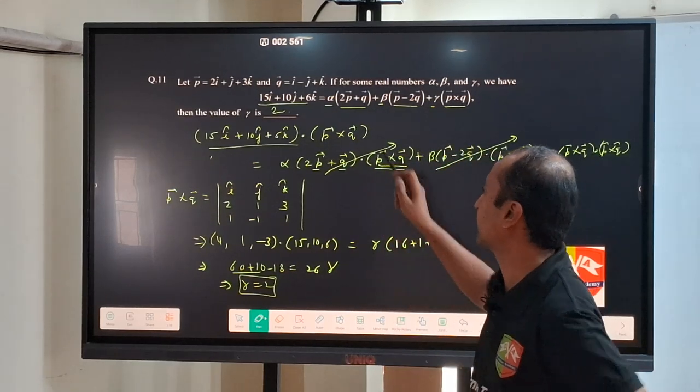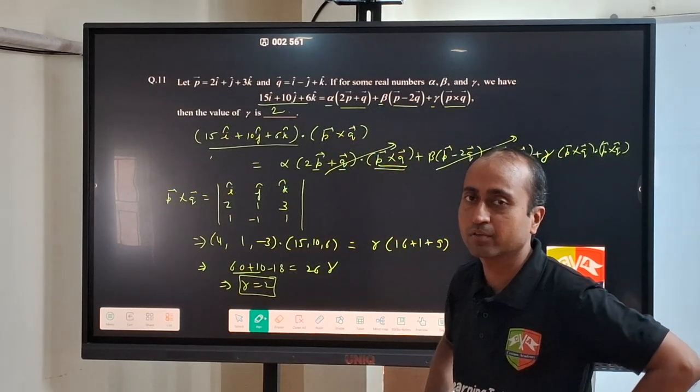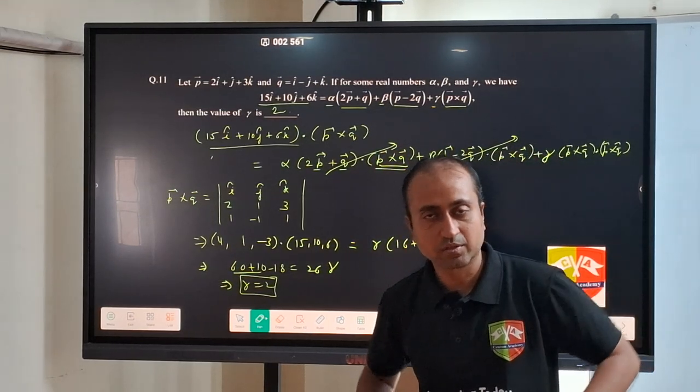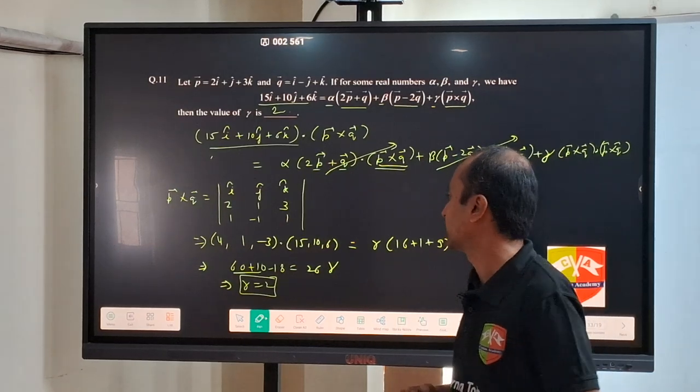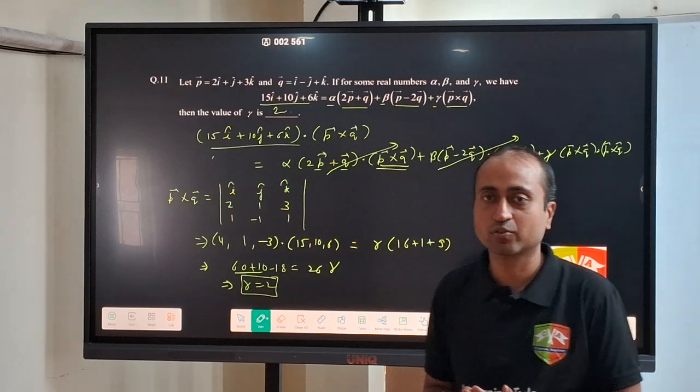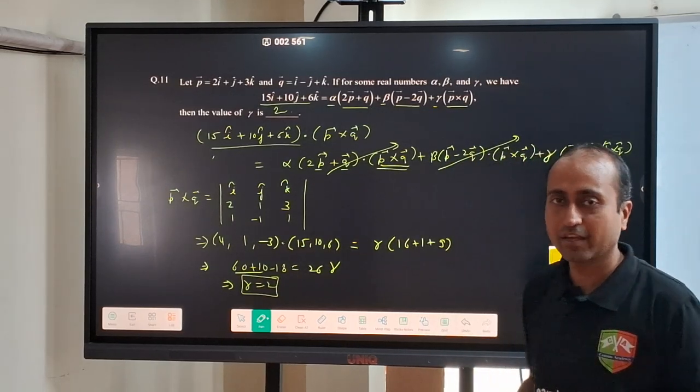So we know that if we take the dot of p with p cross q, it will go to 0, and if we take the dot of q also with p cross q, it will go to 0. So using properties of the scalar triple product, we can solve this question easily. Very, very easy question. As you see, most of the questions so far are easy to moderate. Let's keep going.